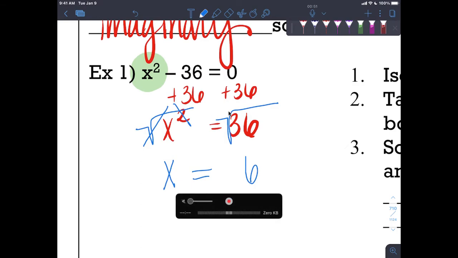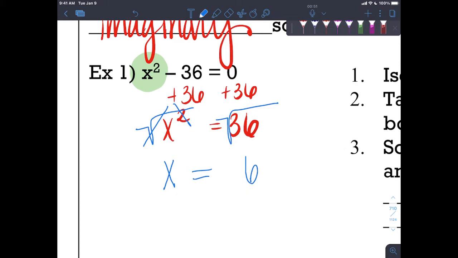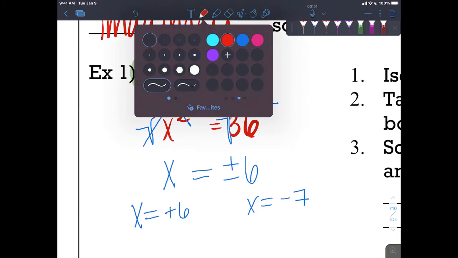But because I took the square root, there's going to be 2 possible solutions. Because positive 6 times positive 6 is equal to 36, but negative 6 times negative 6 is also equal to positive 36. So typically you'll see people write it like this: x is equal to plus or minus 6. And other folks might just end up writing it out like this. Lots of different ways to handle this, okay? So let's go ahead and continue on.